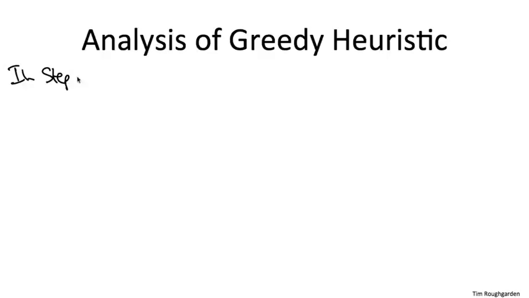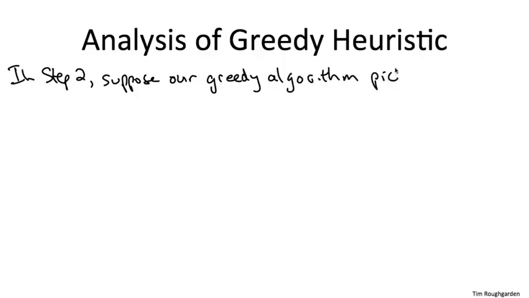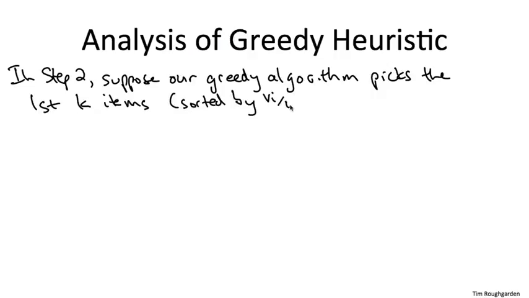Here's the analysis. Step 1 of our algorithm sorts the items in non-increasing order of value per size. Step 2 of our greedy heuristic picks the maximal prefix of items that fit into the knapsack. Let's say that maximal prefix comprises the first k items. The k plus first item is the first one that does not fit in the knapsack given the previous selections.